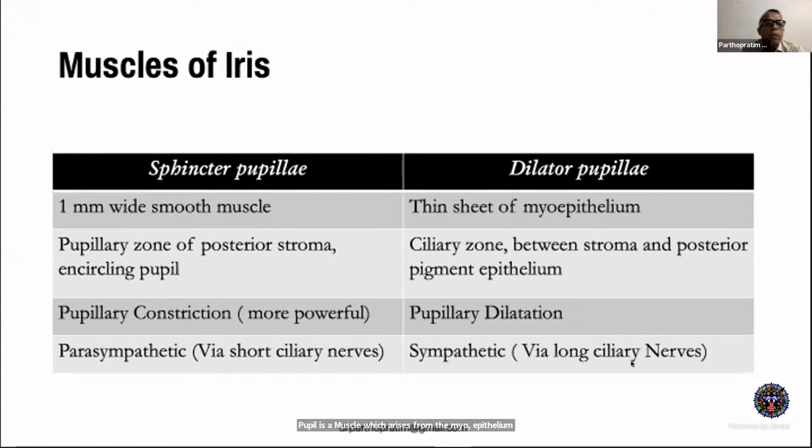So just to differentiate between these two muscles of the iris, the sphincter pupillae is a 1 millimeter wide smooth muscle which is present near the pupillary margin. The dilator pupillae occupies the ciliary zone, mainly the stroma and posterior pigment epithelium. The sphincter pupillae helps in pupillary constriction, and is more powerful than the dilator pupillae. And nerve supply: the sphincter pupillae is by the parasympathetic and dilator pupillae by the sympathetic through the long ciliary nerve.